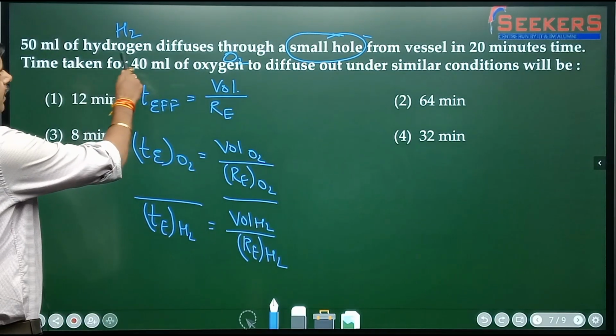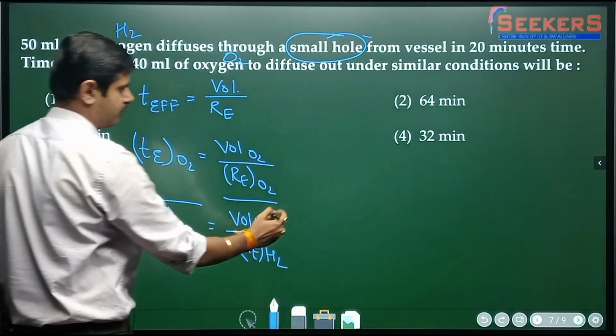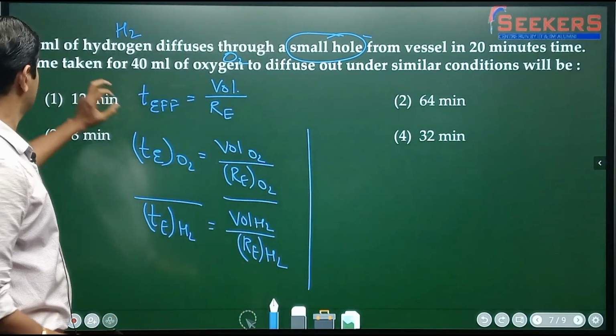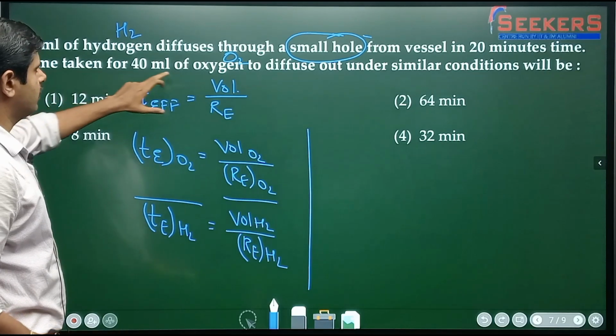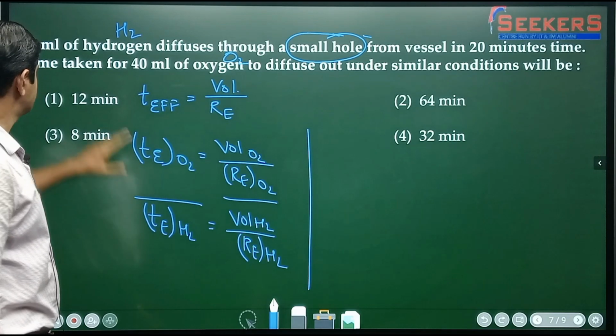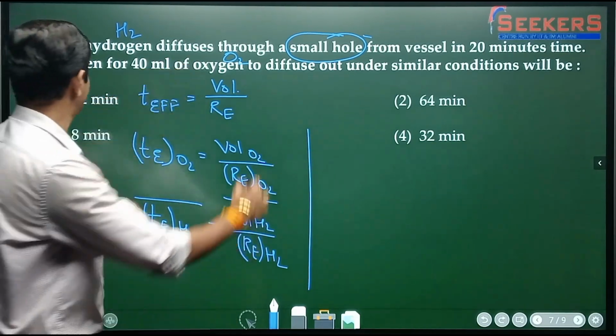Now volume, what have they taken? See, 50 ml of dihydrogen. So volume of H2 is 50 ml. We'll put all these values over here. See, what is the time of effusion of O2? Time taken for 40 ml of effusion. They are asking for the time of effusion of O2. Time of effusion of H2 is 20 minutes.